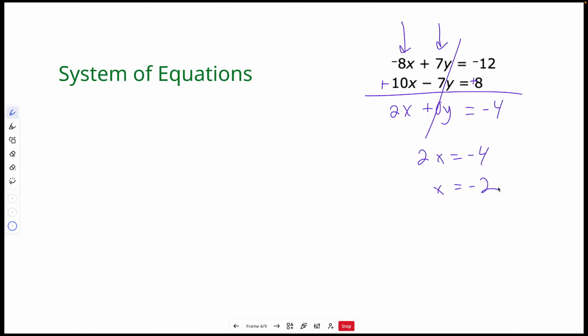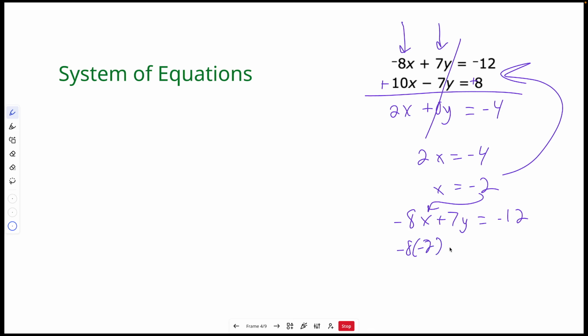Now you take this negative 2 and put it back into either one of the original problems. It doesn't matter. I usually choose the top one. The top one was negative 8x plus 7y equals negative 12. Let's replace the x with negative 2. So now we have negative 8 times negative 2 plus 7y equals negative 12. Now we have 16 plus 7y equals negative 12. We should know how to solve this for y. Let's subtract 16 on both sides. We get 7y equals negative 28. Then let's divide by 7. We get y equals negative 4.